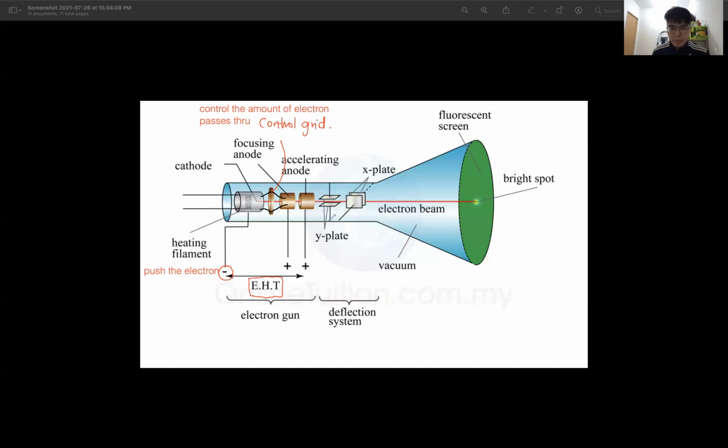The next one, Y plate and X plate. Y plate deflects the beam up and down. So the Y axis, up and down, that is controlled by the Y plate. The Y plate, how does it deflect?